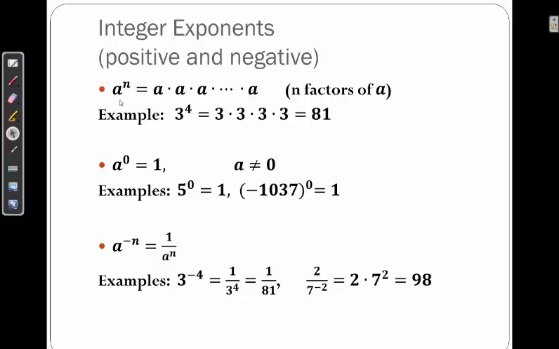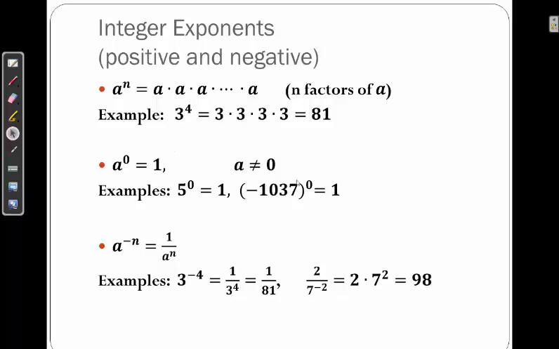It just tells you if you have a raised to the n power, where n is an integer, then that literally just means you line up n a's and you multiply them. So 3 to the 4th is 3 times 3 times 3 times 3, 4 3's, and that would be 81.